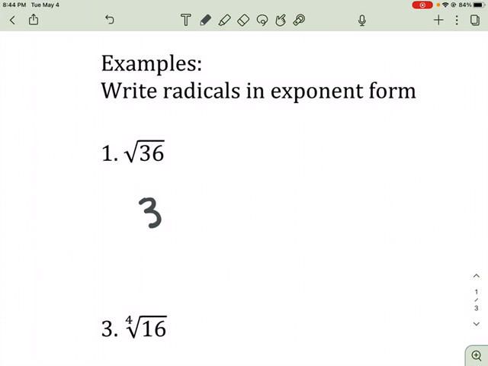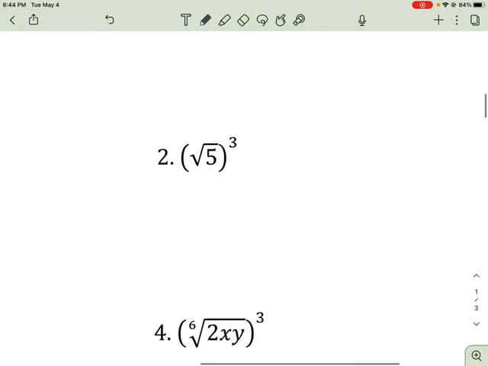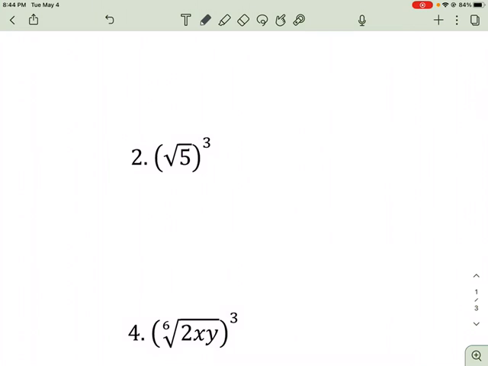So I'm going to do the square root of 36. Now our index here is 2. It's a square root, so our denominator is going to be 2. And this is to the first power, so our numerator is 1. That's it. 36 to the 1/2. All right, let's try this one over here. Remember, there's no number with our radical, so this is a 2. So we get 5, and then our exponent is 3, and our denominator is 2.